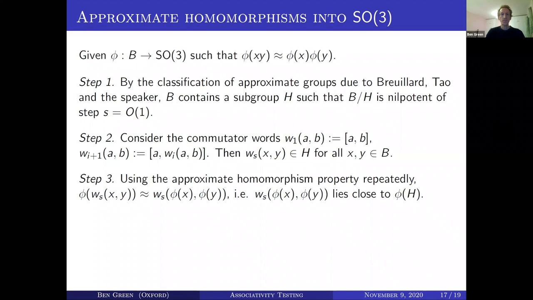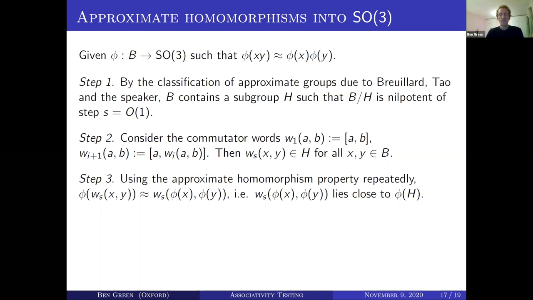Now we use this approximate homomorphism property, and that works very well with words. So phi of xy is approximately phi x phi y for all x and y. Then phi of xyz is approximately phi x phi y phi z for all x, y, and z, etc. I mean, the notion of approximate gets slightly worse as you keep doing that, but I'm going to brush that under the carpet. So if you just use that property a lot, you can basically commute words with this phi. So phi of this particular word, W_S of x and y, is roughly W_S of phi x, phi y. So what this means is that this big commutator word of phi x, phi y lies close to phi H.